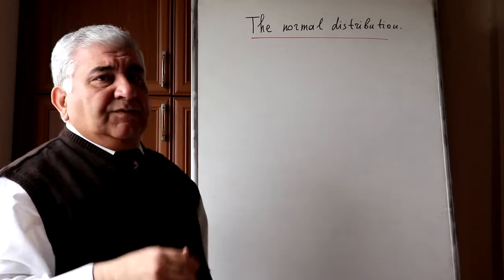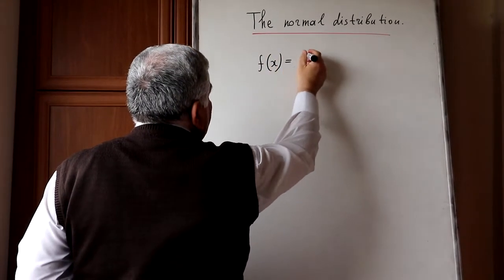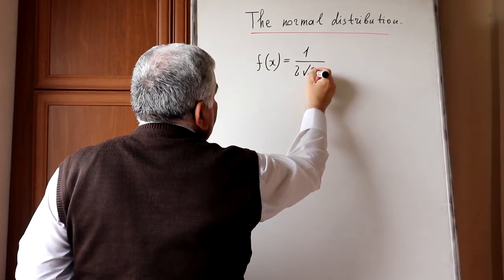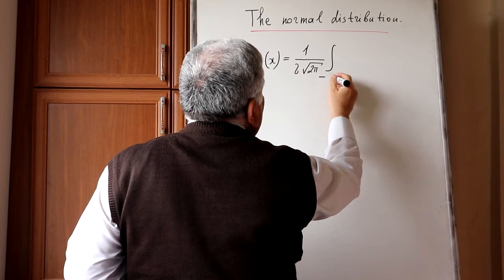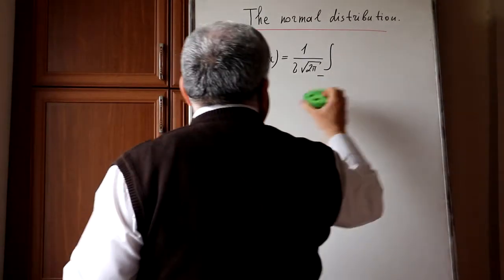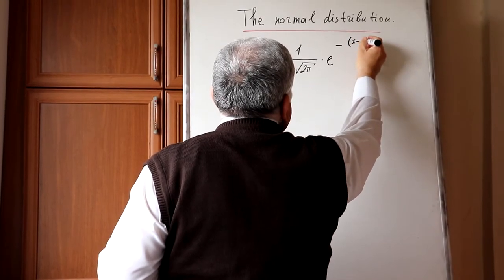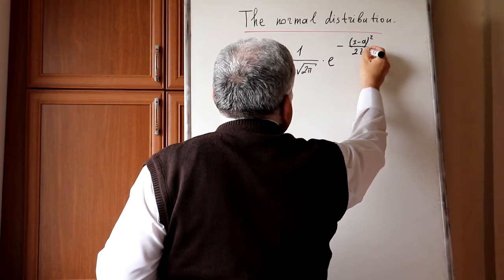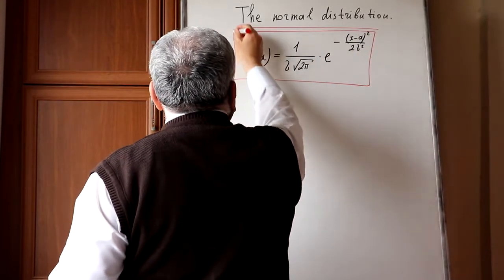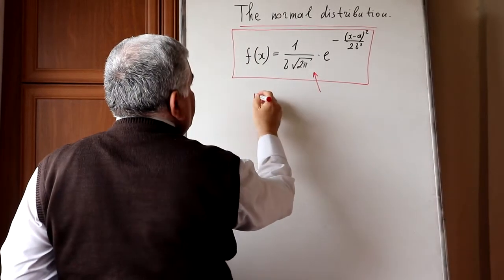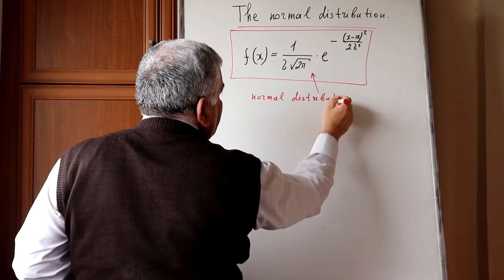Its distributive density has the following form: f of x is 1 over sigma multiplied by square root of 2 pi, multiplied by e raised to minus x minus a squared over 2 sigma squared. It is the normal distributive density.